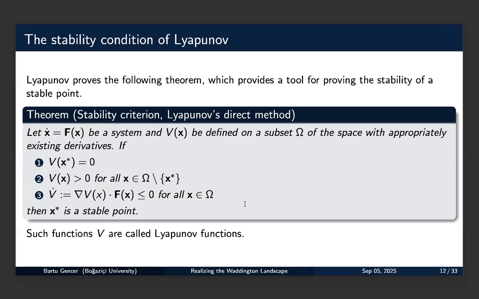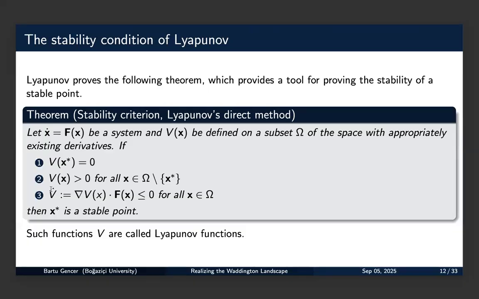The theorem that is important to us is his direct method, sometimes also called his second method. And this method allows us to test whether a point is stable or not. And we do that by coming up with another function called V. And all we want from this function is, first of all, it needs to be positive definite with respect to the point that we are testing. And also the time derivative of it should be non-positive.